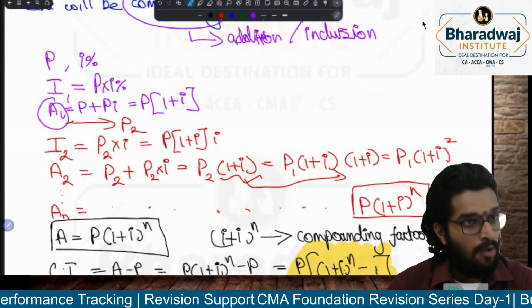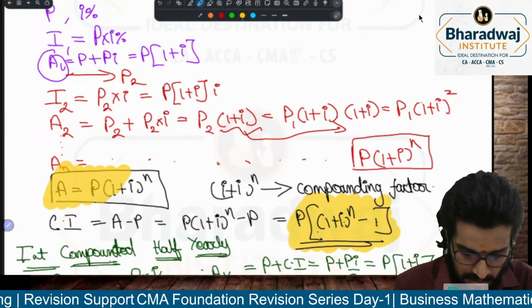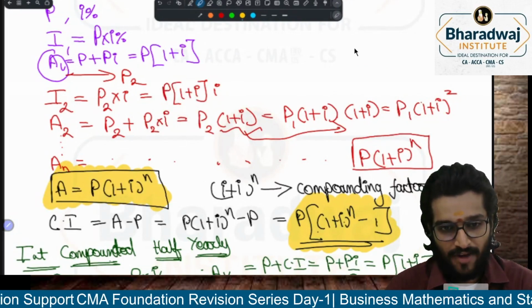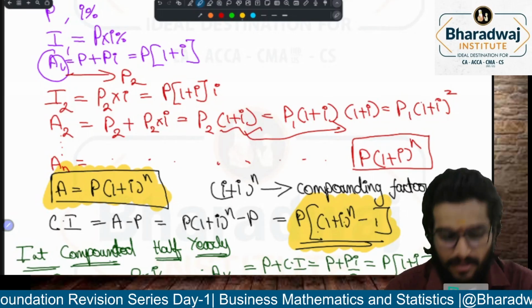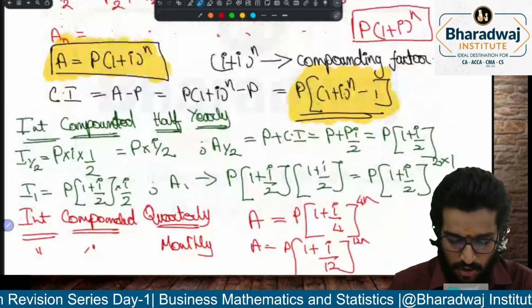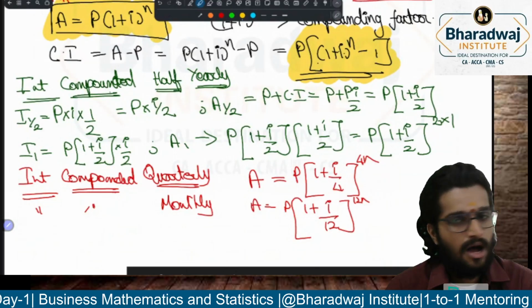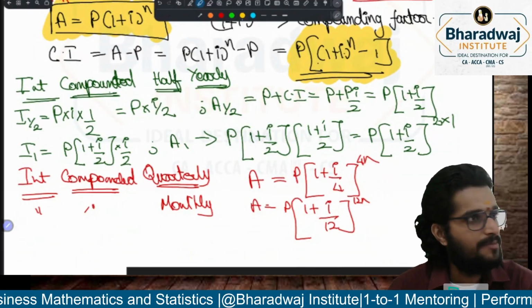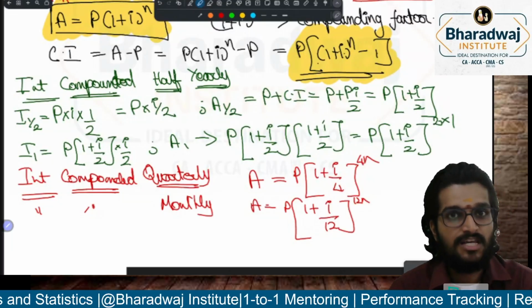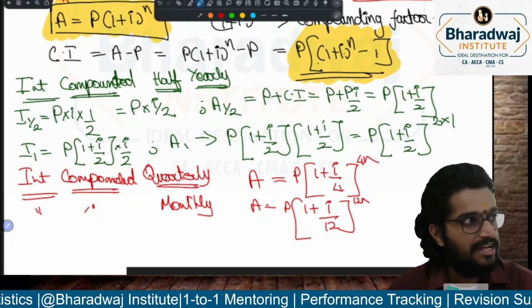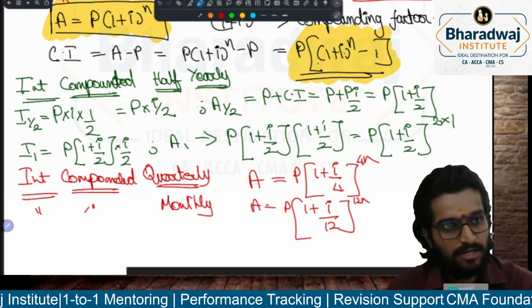Now what's the formula for amount in compound interest? Amount will be equal to principal multiplied with 1 plus I, the whole power n. To find the compound interest term specifically, you have to subtract principal from amount, and you will get the pure compound interest part. If interest is compounded half yearly, how can you compute amount? Amount will be P multiplied with 1 plus I by 2, power 2n. Similarly, for compounded quarterly, the compounding factor is 1 plus I by 4 power 4n. For monthly, it will be 1 plus I by 12 power 12n.